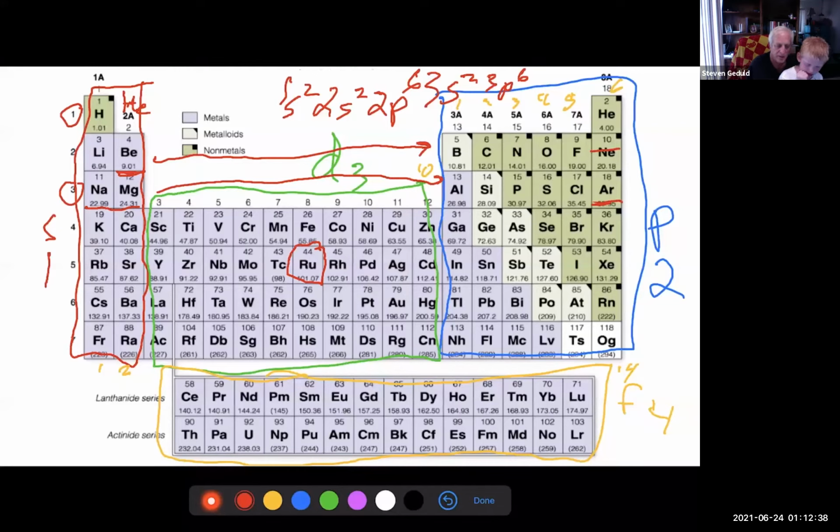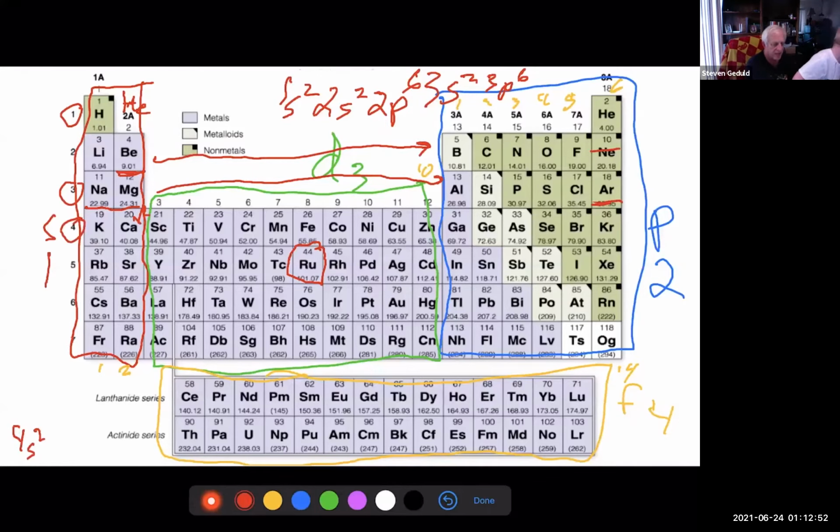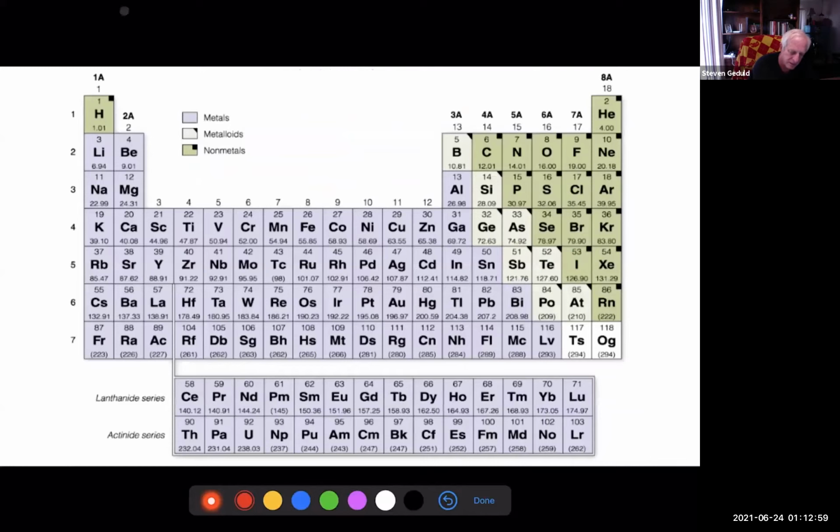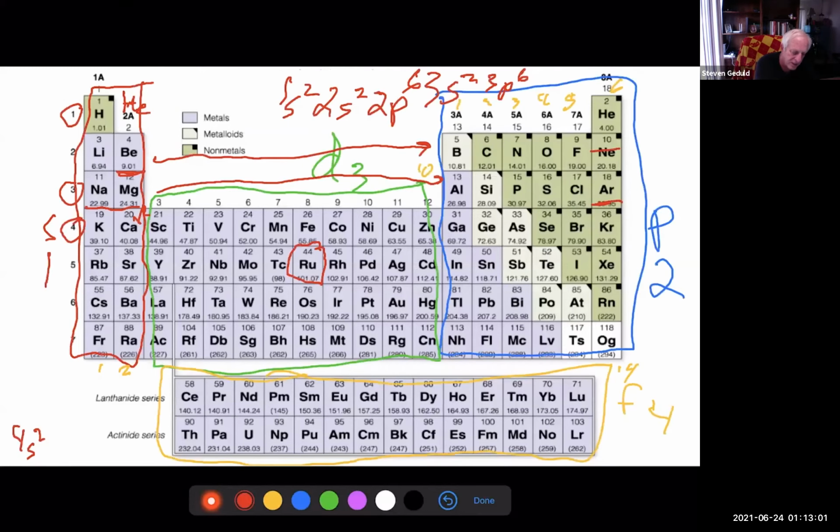We're running out of room here, so we drop down to the next level, which is 4. So 4S2; pretend it's a continuation. That got us to calcium. Now we start with the D's, and our D's start with 3. So 3D10, and we go all the way across to zinc.